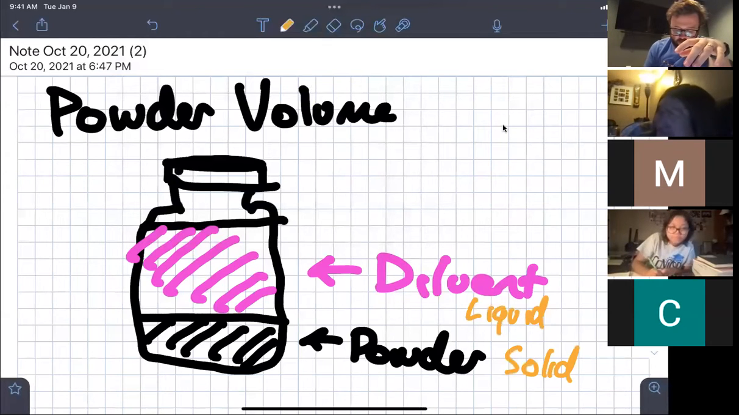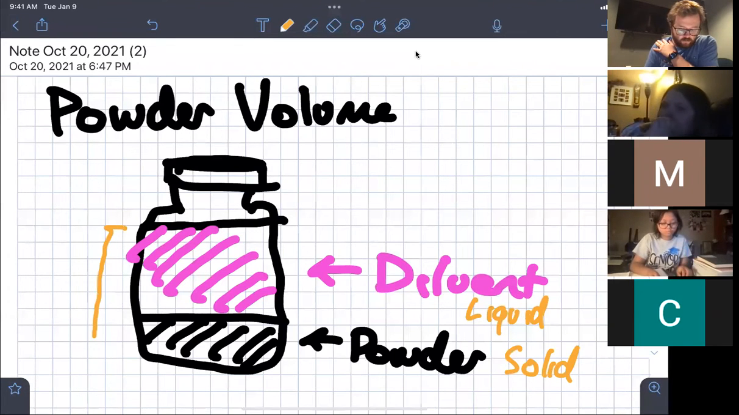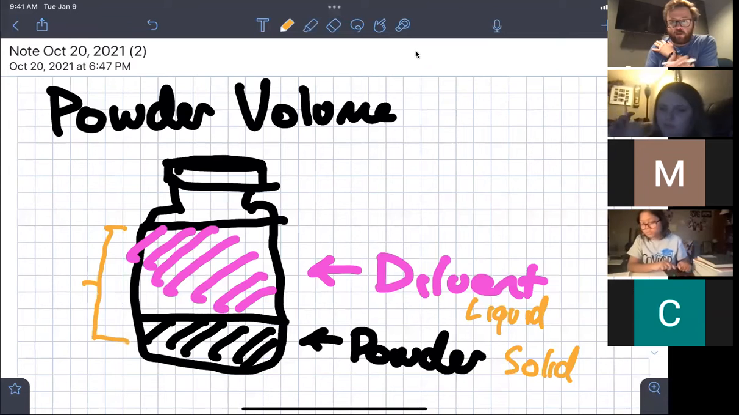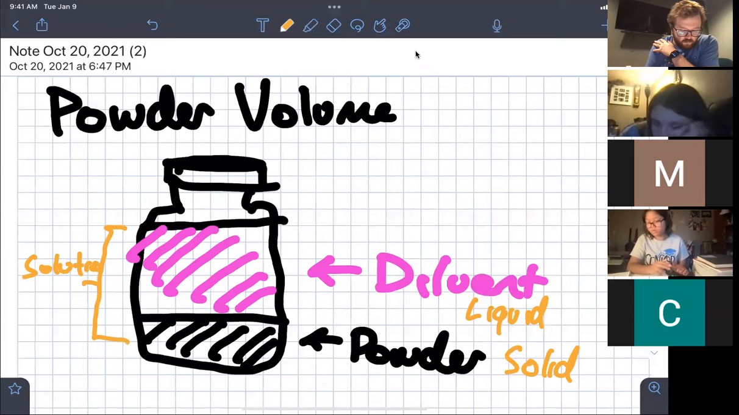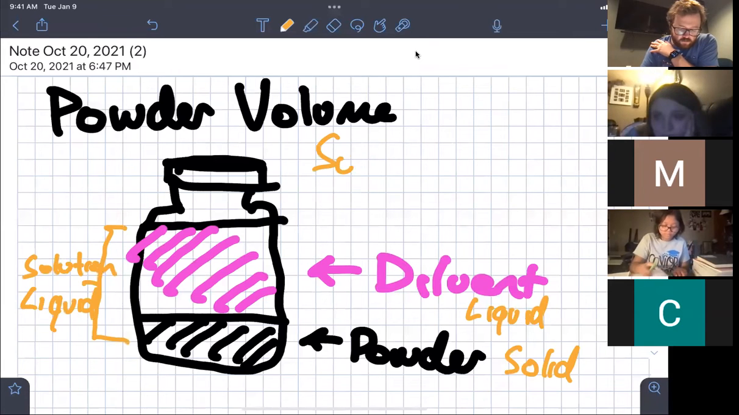Okay, so if we're talking about the states, the condition, the diluent is obviously a liquid. Powder is obviously a solid. When we add those together, what do we form? What is the state of this entire mixture? A solute? Sort of, you're on the right track, but this is a solution or a liquid, right?